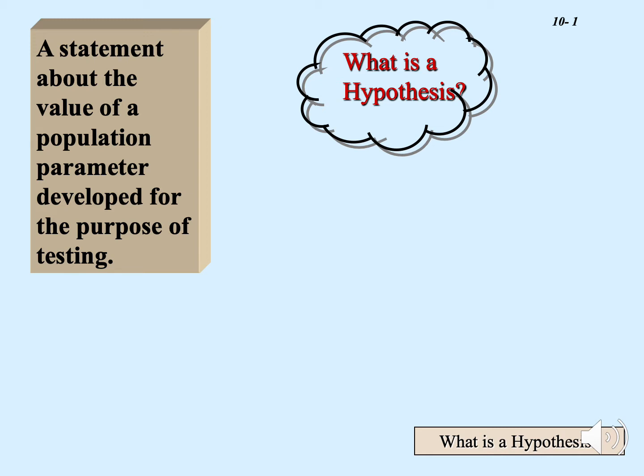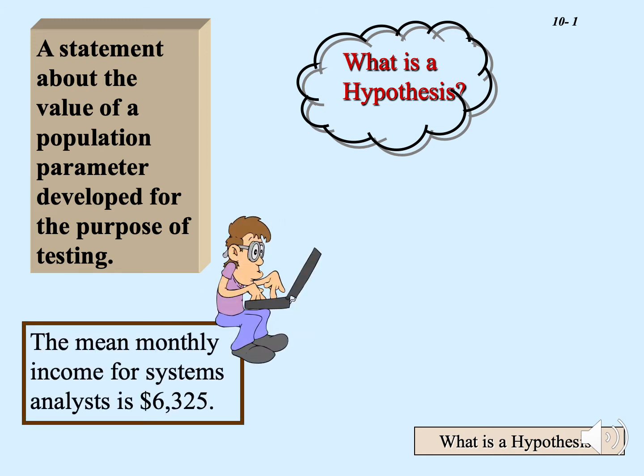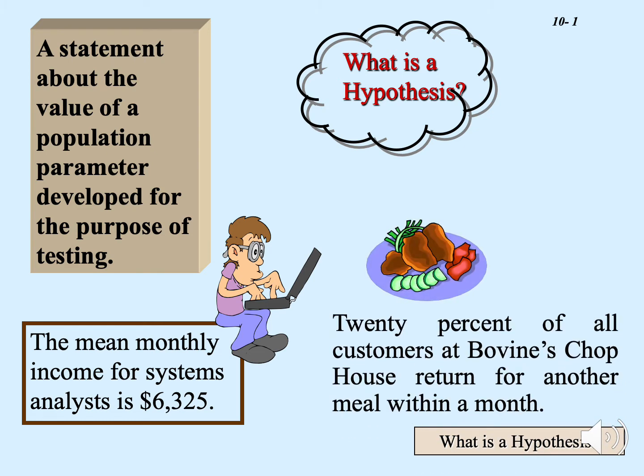That's what I mean. Examples are this one: the mean monthly income for a systems analyst is 6,325. If we say mean monthly income, that means it's the average monthly income for a systems analyst. But it has to be tested because it's not sure yet if it is true for all. That is just an observation. Or 20% of all customers at Bovine's Chop House return for another meal within a month. That's also another hypothesis. So when we do research, we would like to verify whether these two statements are correct.